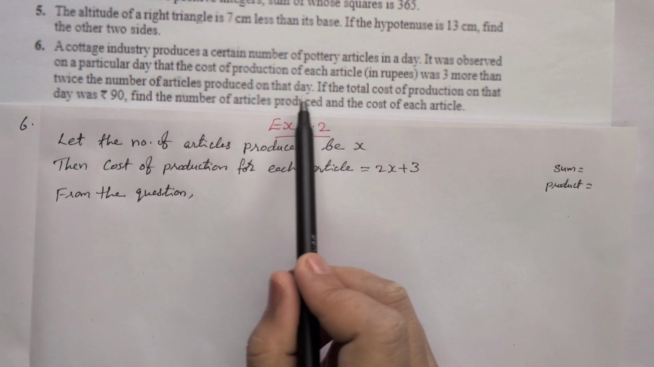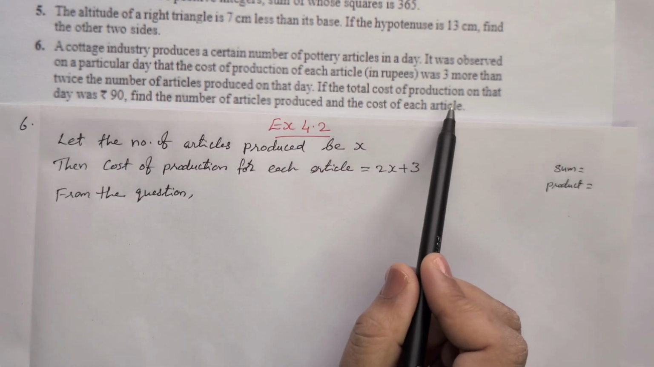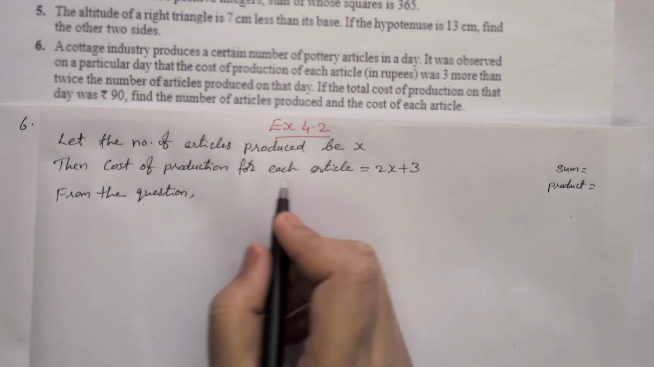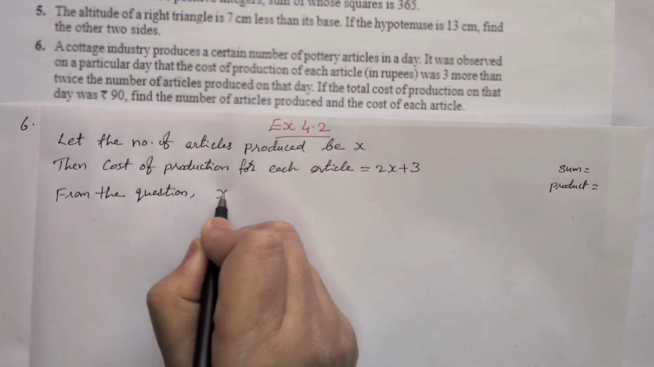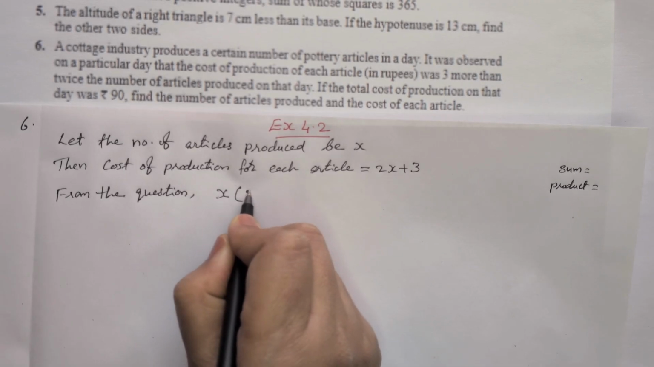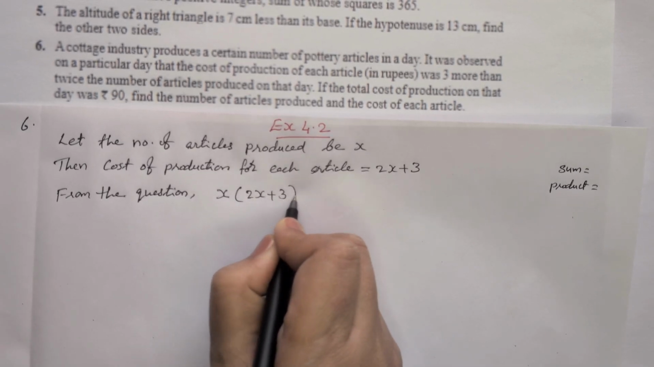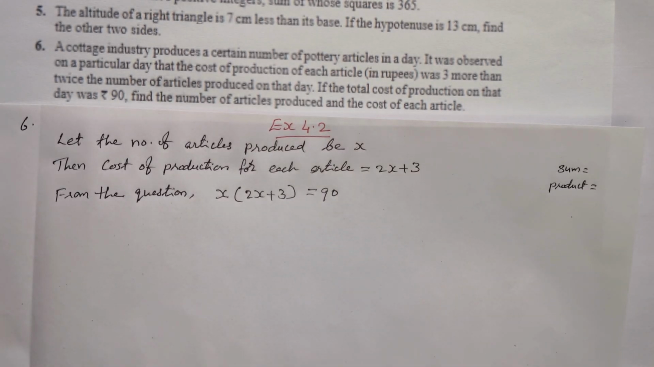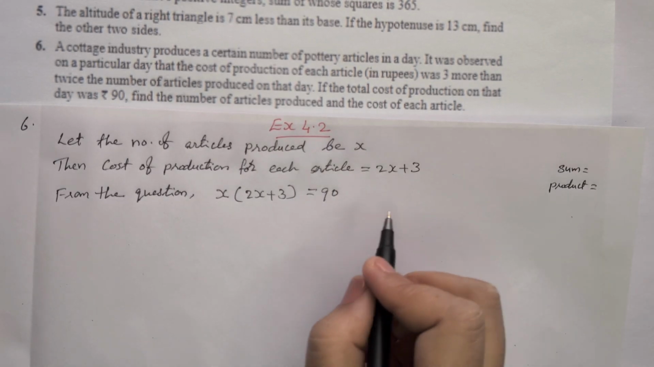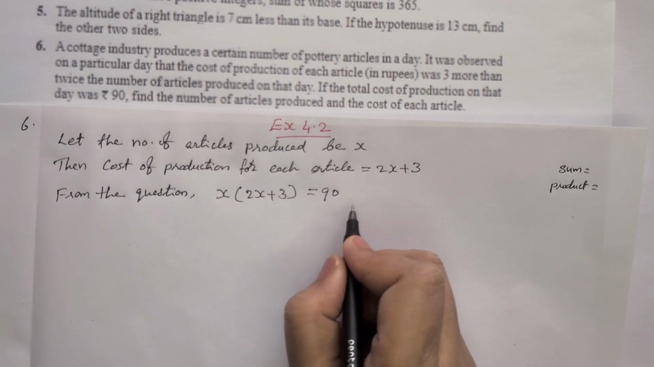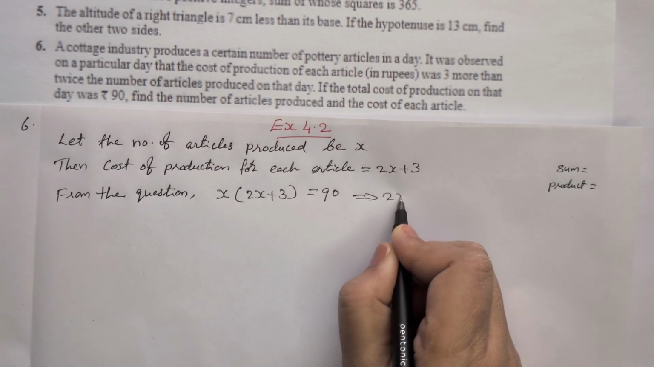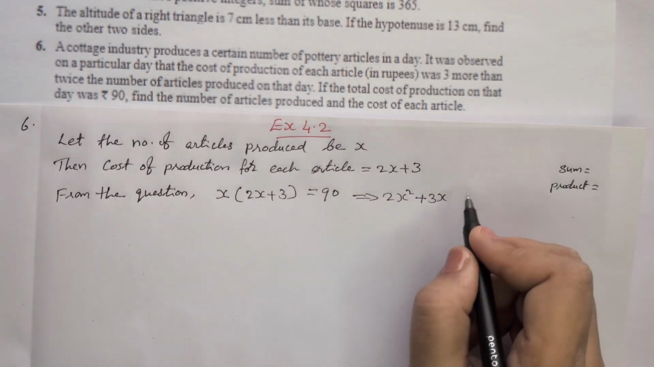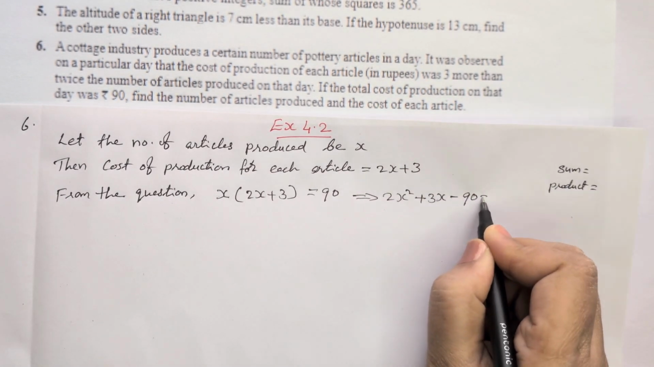Then according to the question, the total cost of production on that day is given as rupees 90. So we can write total cost means number of articles x, and cost of each one is 2x plus 3, and total cost is 90. So we got the equation. Then we can open the bracket and simplify that. This we can rewrite as 2x square plus 3x, moving 90 to the left side, minus 90 is equal to 0.